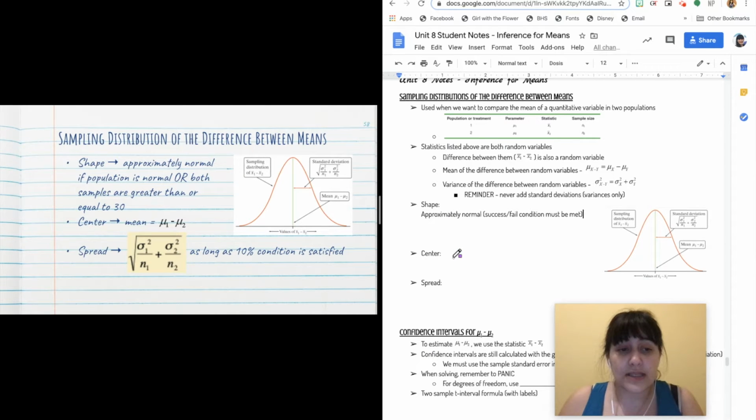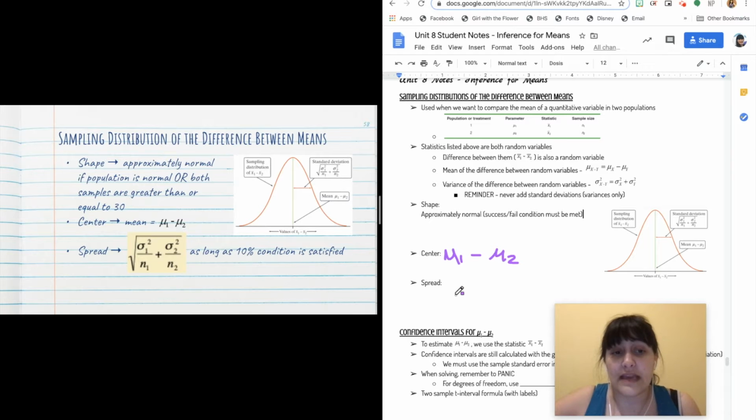So the center is still going to be the mean. It's not the median. If we're doing a difference of means, it's mu1 minus mu2. So subtract your two populations. And then I'm hoping that the spread equation looks fairly familiar to you because we did do this for sampling distribution of differences between means.